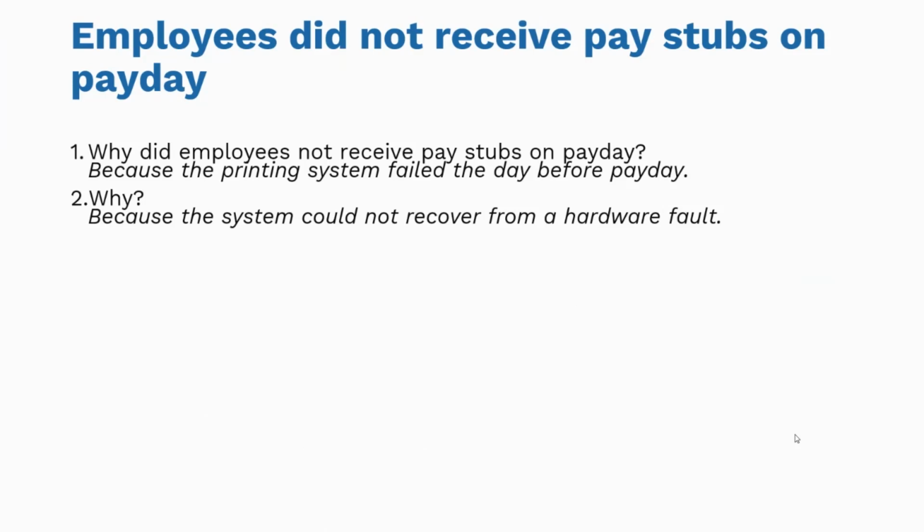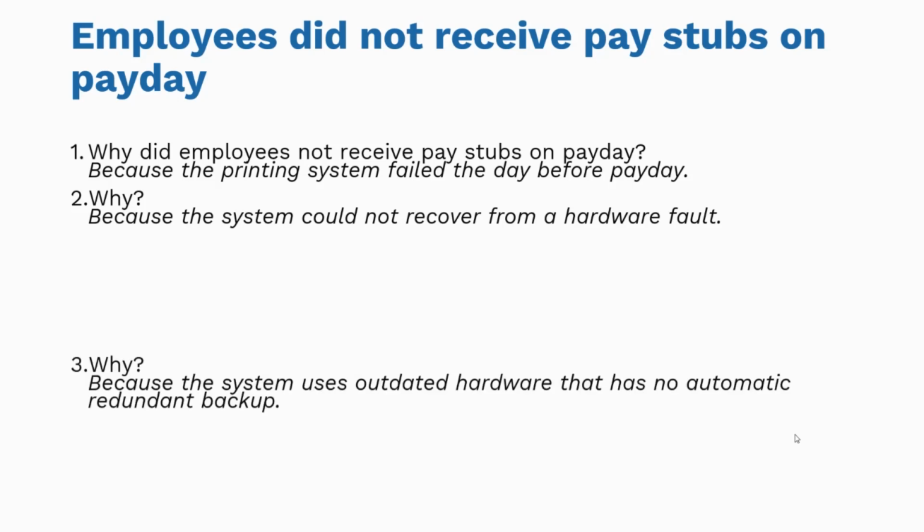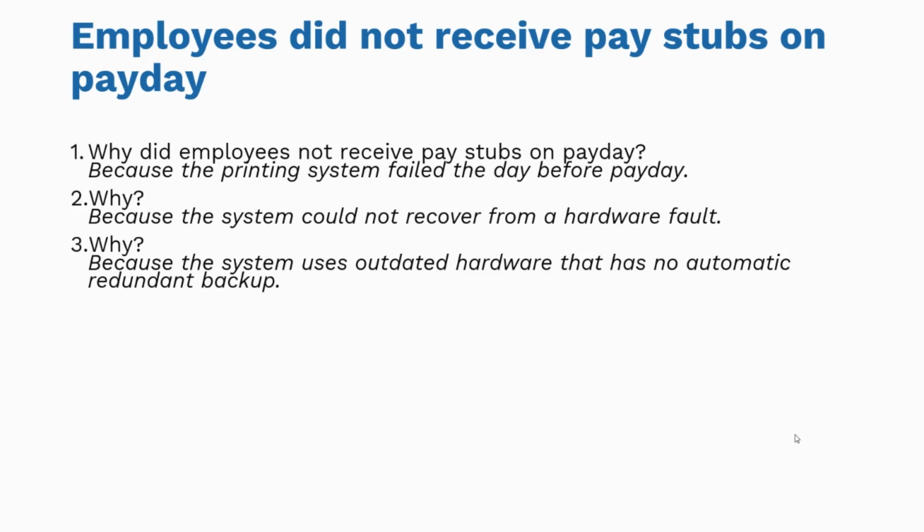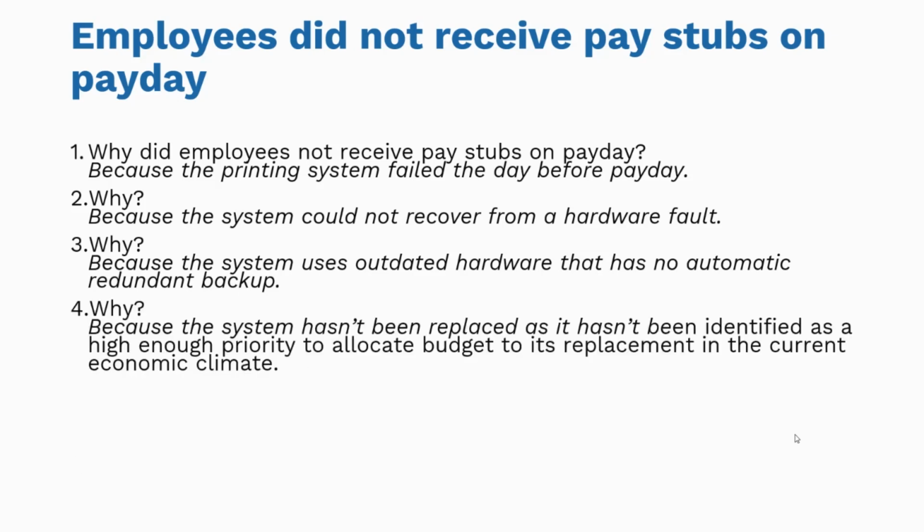Right? If I ask you that question, you will tell something like there was a hardware fault and we could not recover it, etc. Okay. That could be one reason. So if I ask you why it could not recover from the hardware fault, then you will say that it was an outdated hardware system that has no automatic backup, right? There can be multiple reasons. So if I ask you, then why did you leave an outdated system, you will say, for a long time we did not service the system.